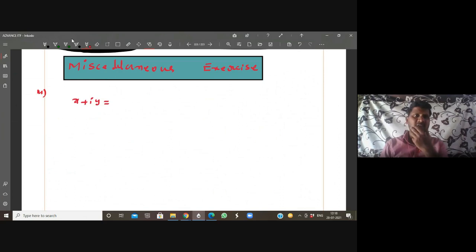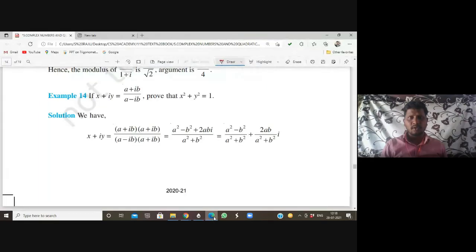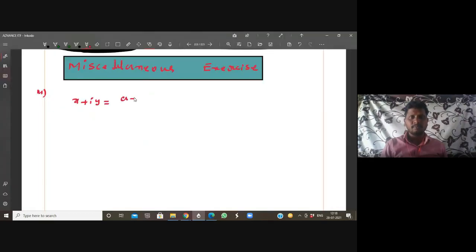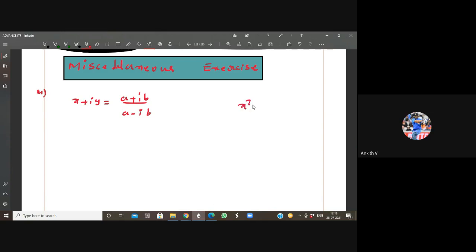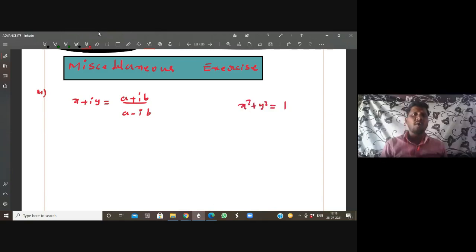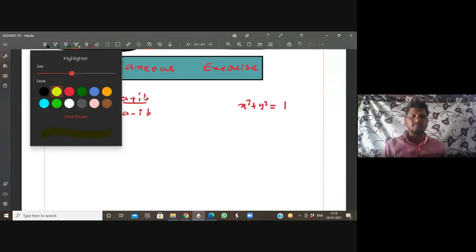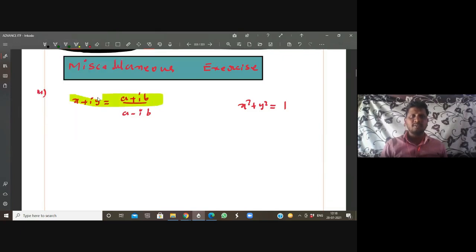x plus iota y is equal to a plus iota b by a minus iota b. Then we can show that x square plus y square equal to 1. Okay, it is an objective question. For example, let us consider this is an objective question. So the answer we can do directly here.